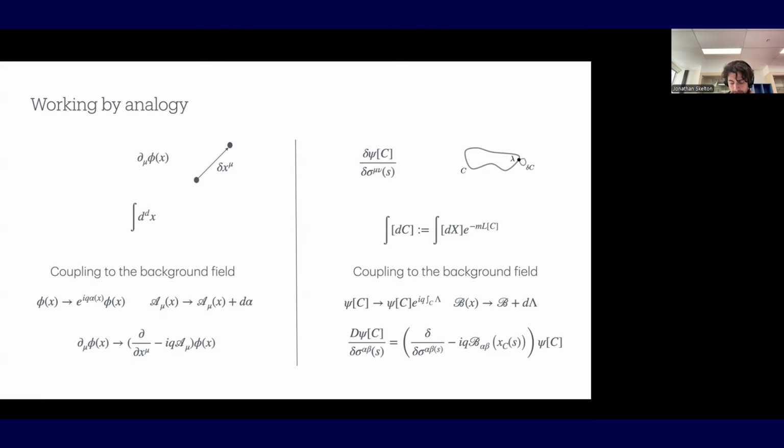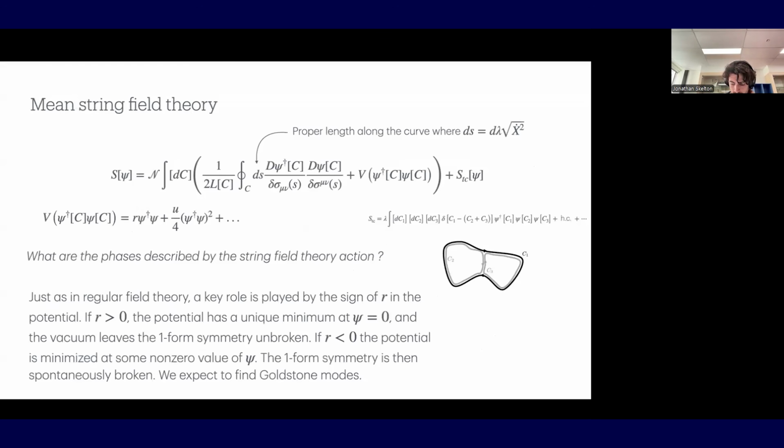Right. Okay. And so we can also couple this to a background field and build a covariant derivative, covariant area derivative, maybe we can call it. And we can check that the Bianchi equation is invariant under this transformation. Right, so I think we have all the ingredients we need to construct the action, and this is what they've called the mean string field theory. So this is where we put everything together.